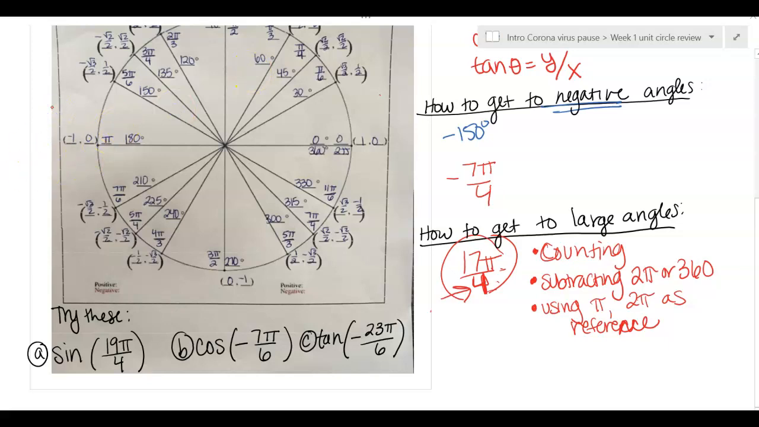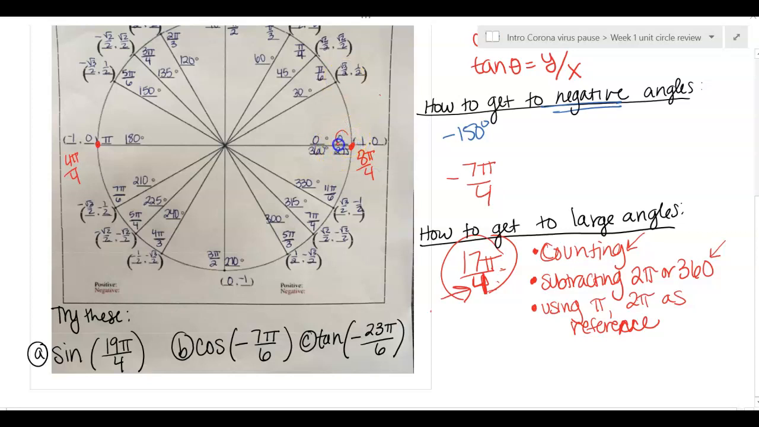And then I'm going to go through 2 ideas here. So the first one says sine of 19 pi over 4. So you could either count 19 times a distance of pi over 4, you could take 19 pi over 4 and subtract 2 pi's, or you could use some reference angles. I'm going to use these references again because I can get there a little faster.